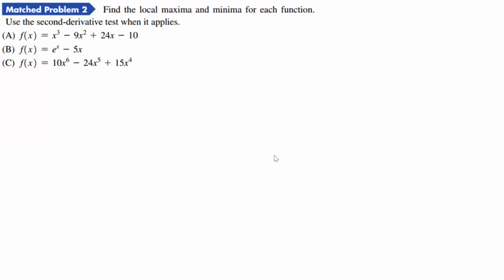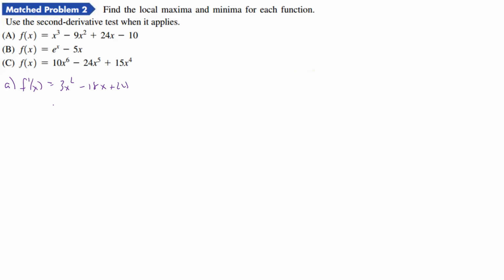All right. First things first. We're finding the local max and min, and we're going to use the second derivative test where it applies. So let's do A. First, let's find our first derivative. Well, that's going to be 3x squared minus 18x plus 24.